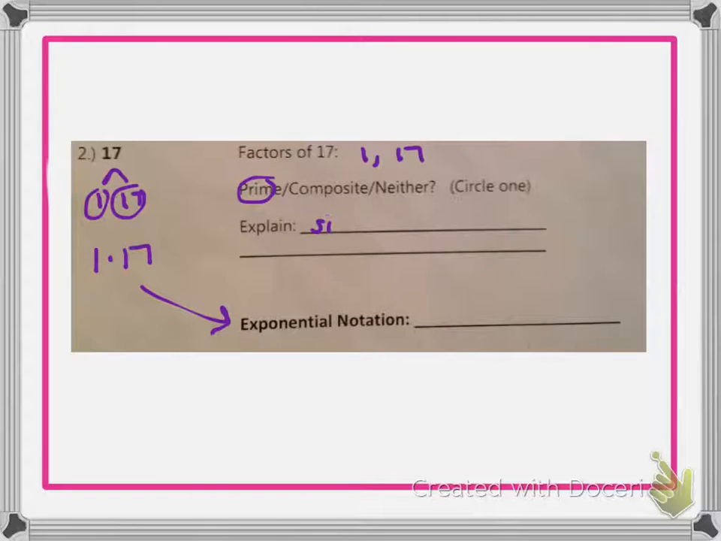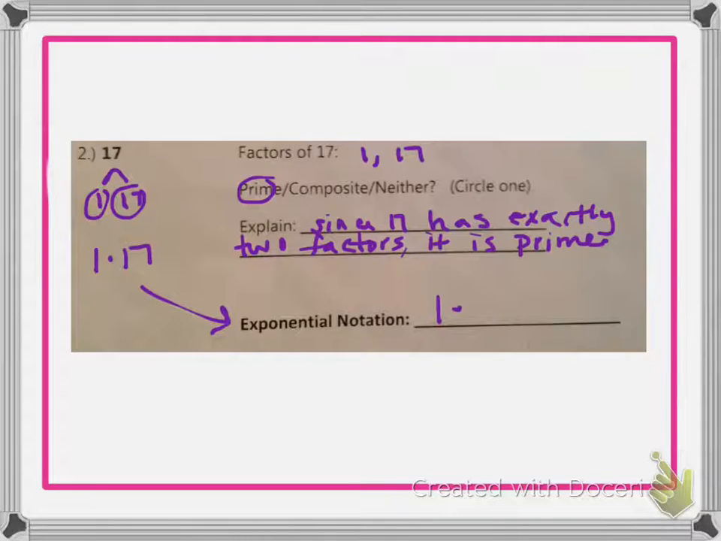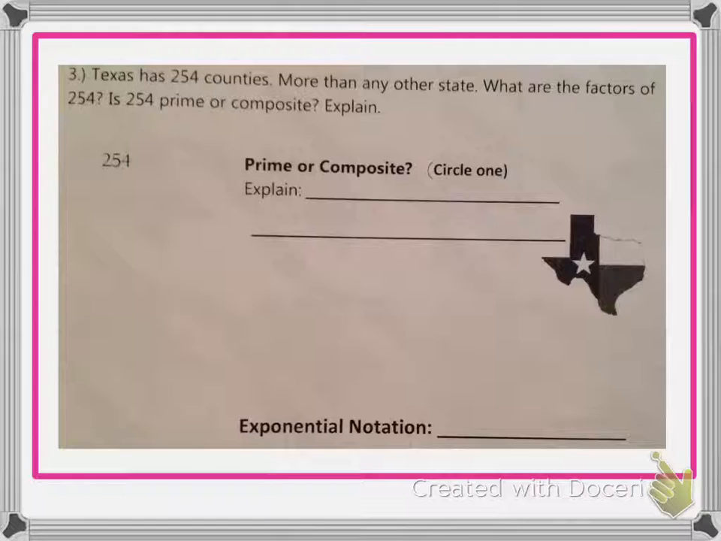So is it prime, composite, or neither? What do you think? It's prime because it only has factors of 1 and itself. So since 17 has exactly two factors, it is prime. And then for exponential notation, we only have 1 and 17, so we're going to put that in. That's what our exponential notation looks like.